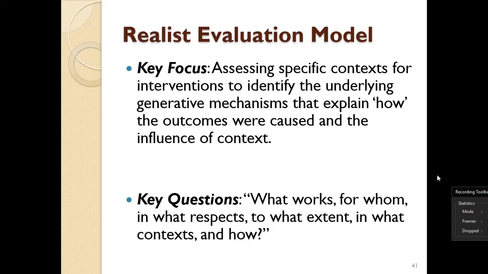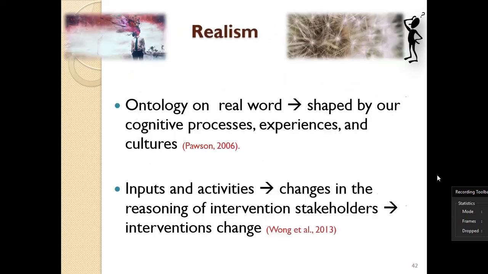So what I'm trying to say is that realist evaluation approach wants to examine those particular circumstances under which certain outcomes are achieved, and what kind of factors influence achievement of certain outcomes, whether intended or unintended. It is as simple as that. So of course it is based on the ontological perspective of realism. So it's an ontology on real world, and the ontology on real world is shaped by our cognitive processes, experiences, and cultures. That whatever we do, whatever we experience, is shaped by the environment within which we live, how we think, and our experiences that we've had so far.